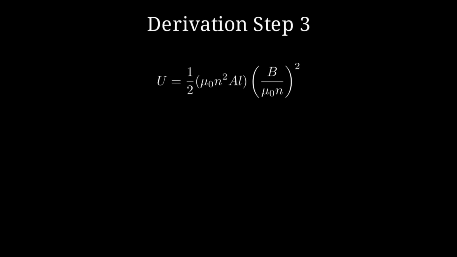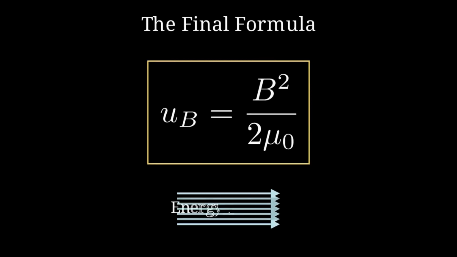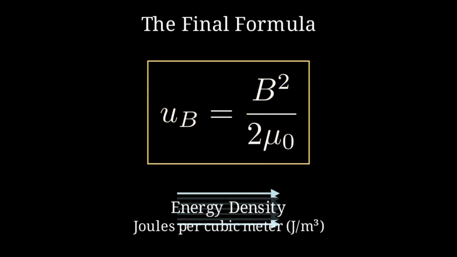After simplifying the algebraic terms, we see that the total energy is proportional to the square of the magnetic field and the volume of the solenoid. We are now one step away from our final goal. By dividing by the volume, area times length, we get the energy density, u equals B squared divided by 2 mu naught. This elegant result shows energy density depends only on the field strength and the medium.